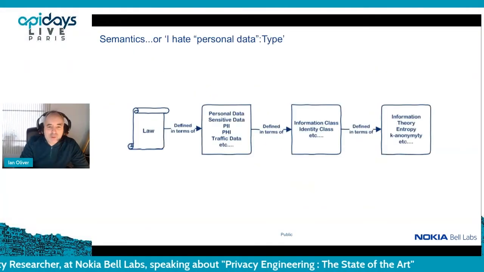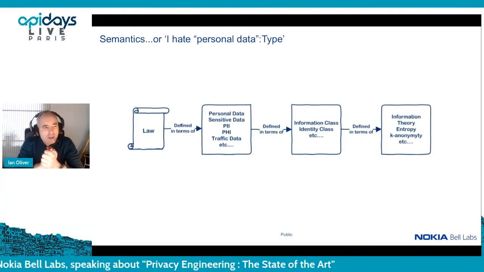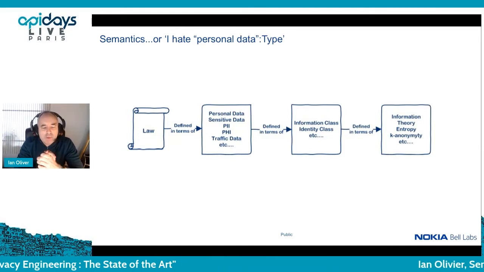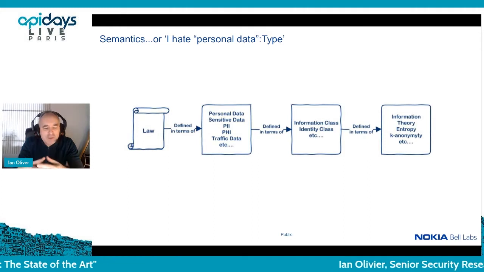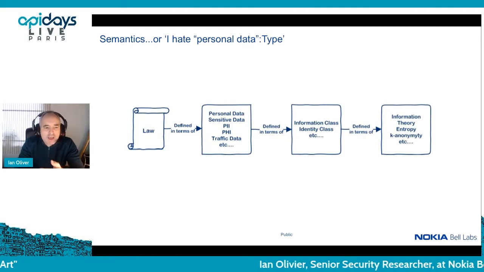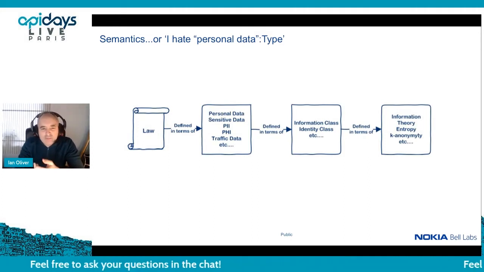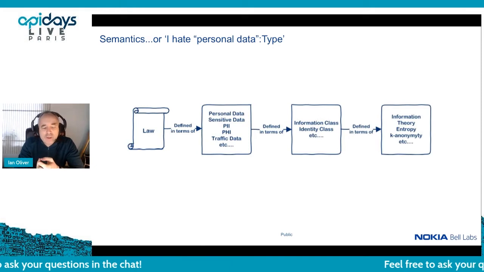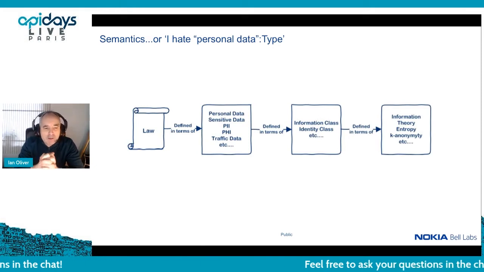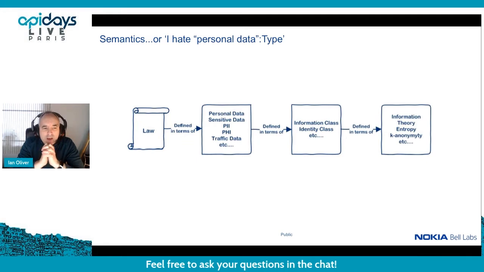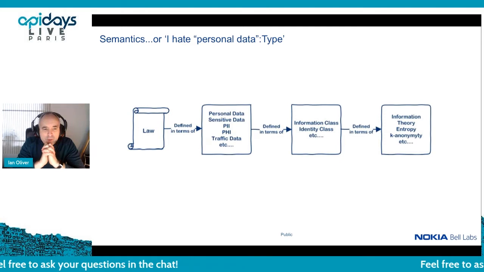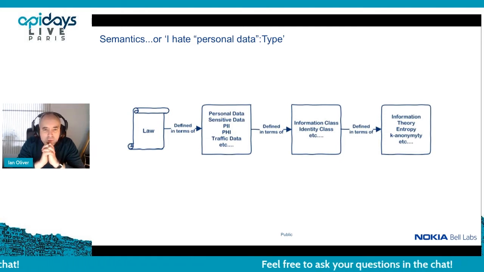Okay, so what happened next? The next thing that we noticed was that people were talking about personal data. Privacy people love talking about personal data and sensitive data and personally identifiable information, which is now a deprecated term. The first thing that we did with this term was to ban its use. We made sure that nobody was allowed to use the term personal data.